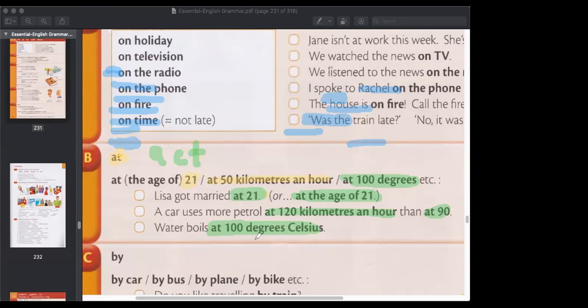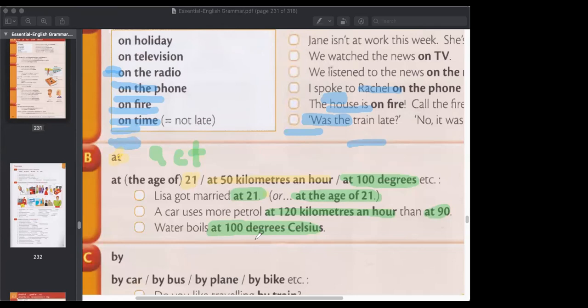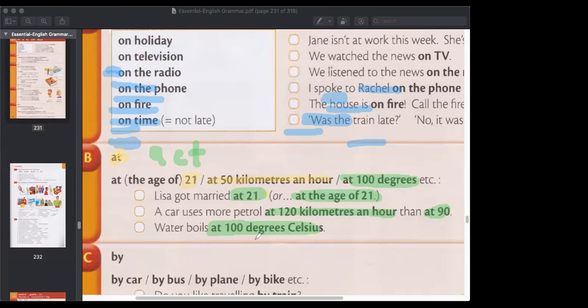Good one. He's better at painting. Good. He shoots at me. Okay. He is good at painting. Correct. He's good at painting.